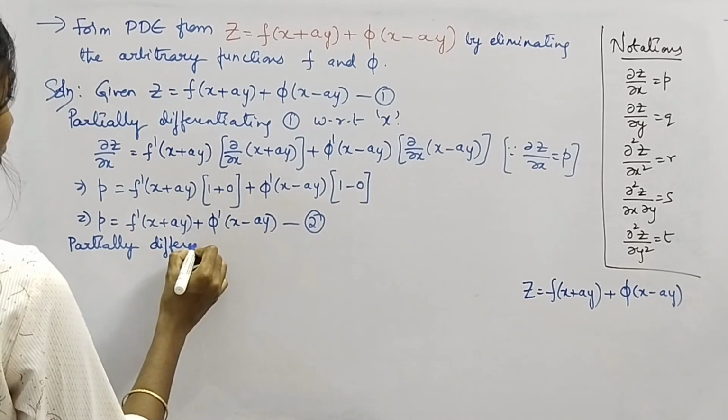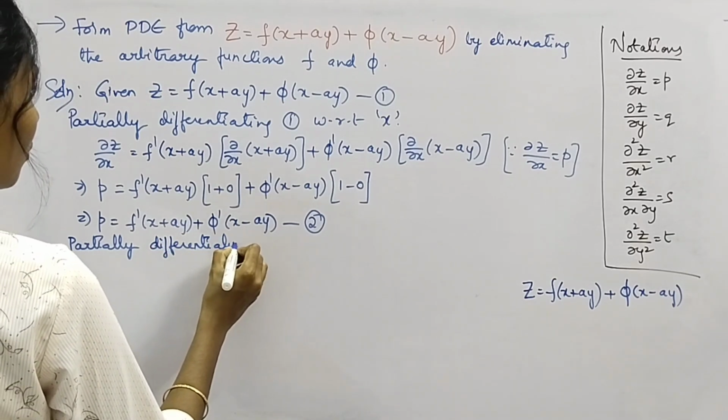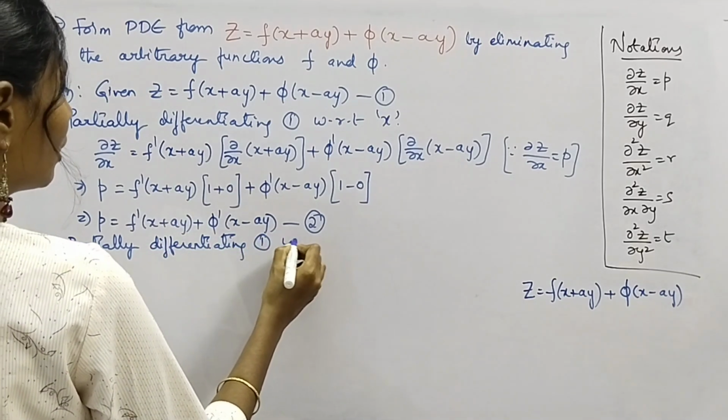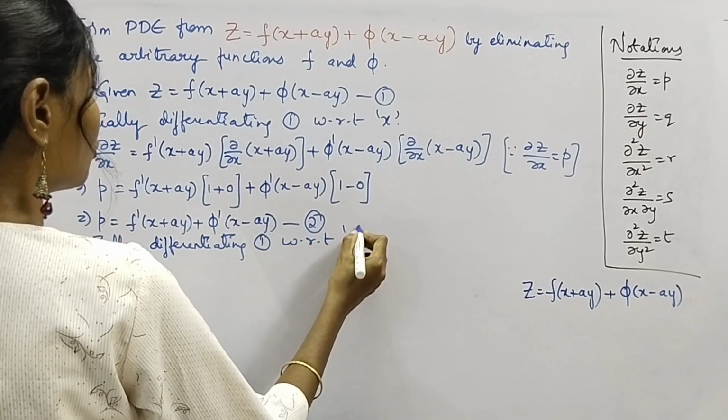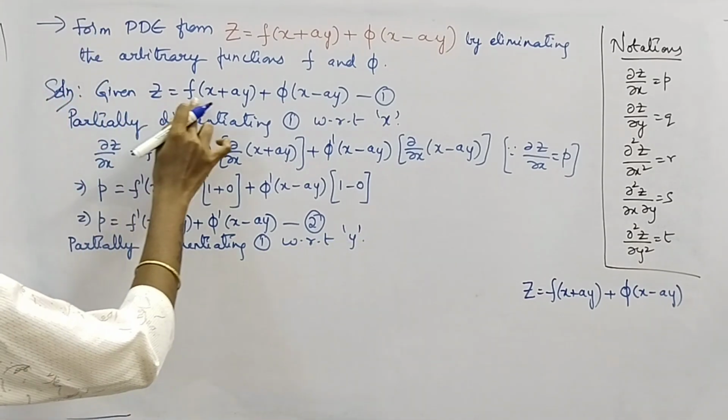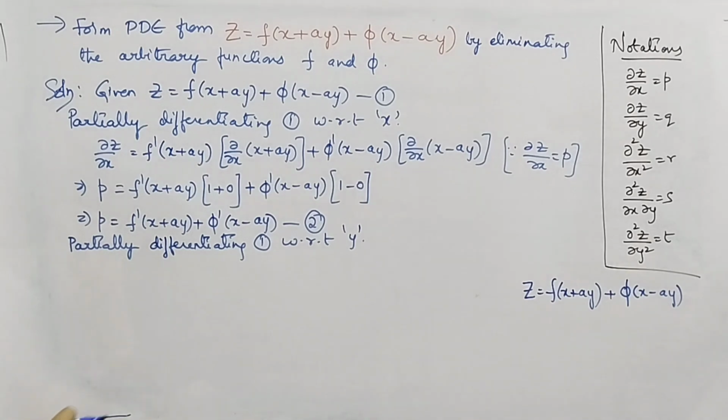Partially differentiating 1 with respect to y. Just apply dou by dou y on both sides of the equation. If you partially differentiate with respect to y, then we have to treat x as constant here.